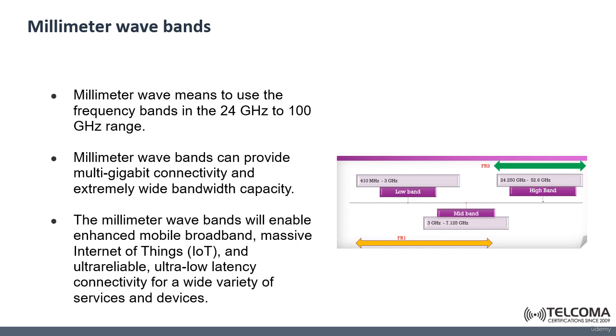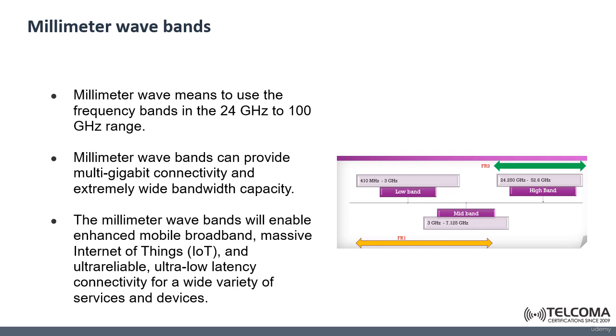So what does it mean to have millimeter wave? With millimeter waves, you are using the frequency bands in the 24 GHz to 100 GHz frequency band. It is known as millimeter wave due to the short wavelengths that can actually be measured in millimeters. The millimeter wave bands are critical because they will provide multi-gigabit connectivity and extremely wide bandwidth capacity, as they will be capable of supporting high bandwidths. Actually, those bands typically consist of much larger amounts of spectrum than are available in lower bands.